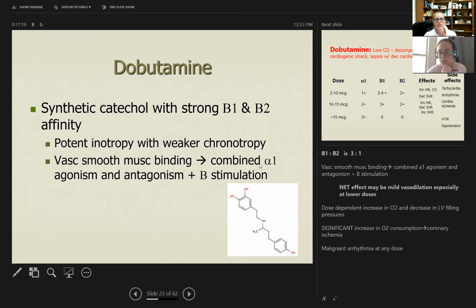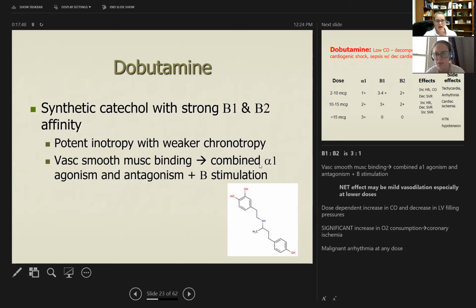I said that it works on beta 1 and beta 2. So its ratio of effect is that beta 1 is about 3-to-1 to beta 2. So you have much more beta 1 than you have beta 2 affinity and impact. Again, with dobutamine, we're going to see a dose-dependent increase in your cardiac output. The more you go up on the dobutamine, the more your cardiac output is going to go up.